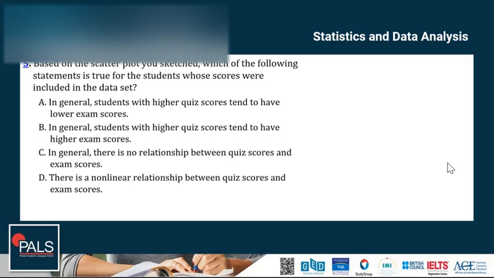So we have 4 choices. A, in general, students with higher quiz scores tend to have lower exam scores. B, in general, students with higher quiz scores tend to have higher exam scores. C, in general, there is no relationship between quiz scores and exam scores. D, there is a nonlinear relationship between quiz scores and exam scores. So the best answer is letter B.